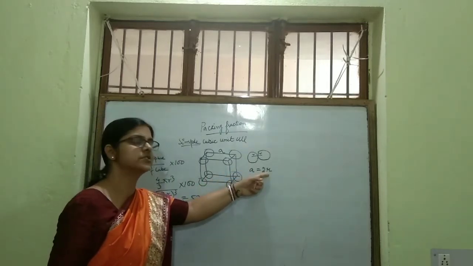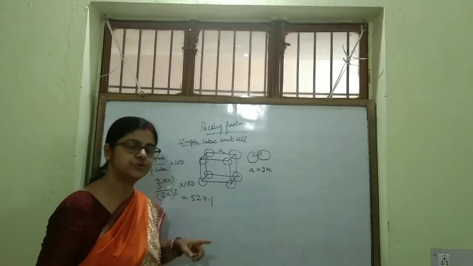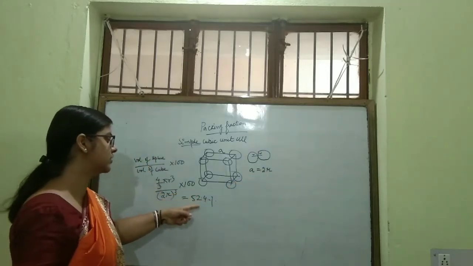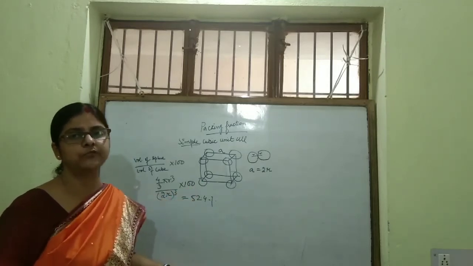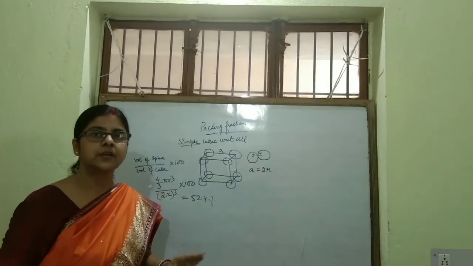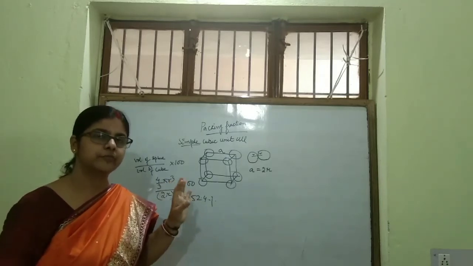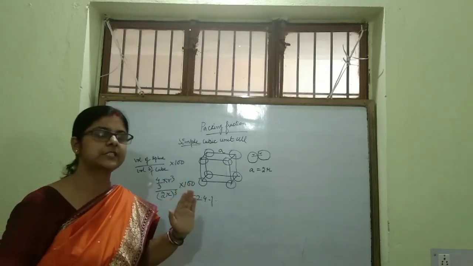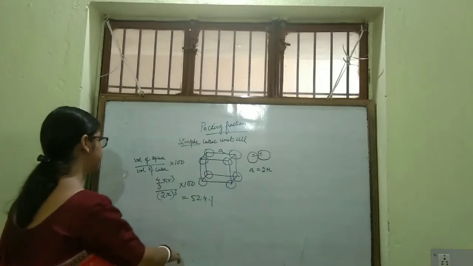Okay. So, two things we have studied in this: for simple cubic unit cell, the relationship between edge length and radius of the particle present at the corner is A is equal to 2R. And second, the packing efficiency is 52.4%. Means 52.4 part of the unit cell is being occupied by the particles.